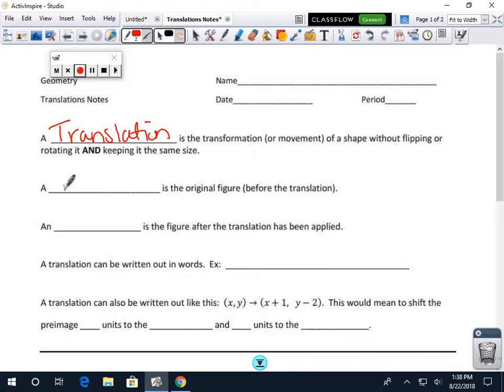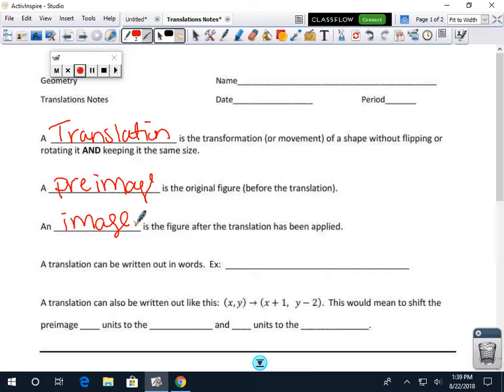Okay? A pre-image is the original figure. So this is how we refer to the shape that we're looking at from the very beginning, before we make any kind of movement. And the image is the figure after the translation has been applied. So the way that we refer to it is the pre-image is where we start, the image is where we land.